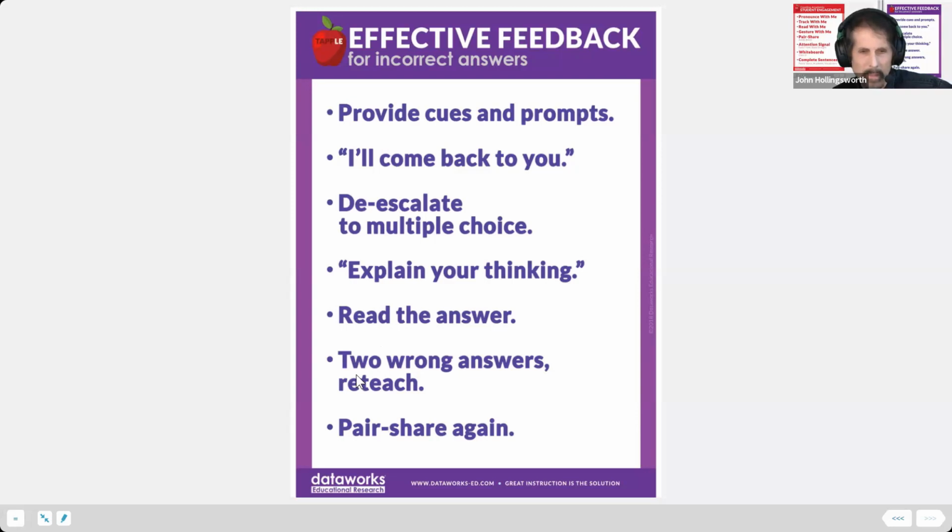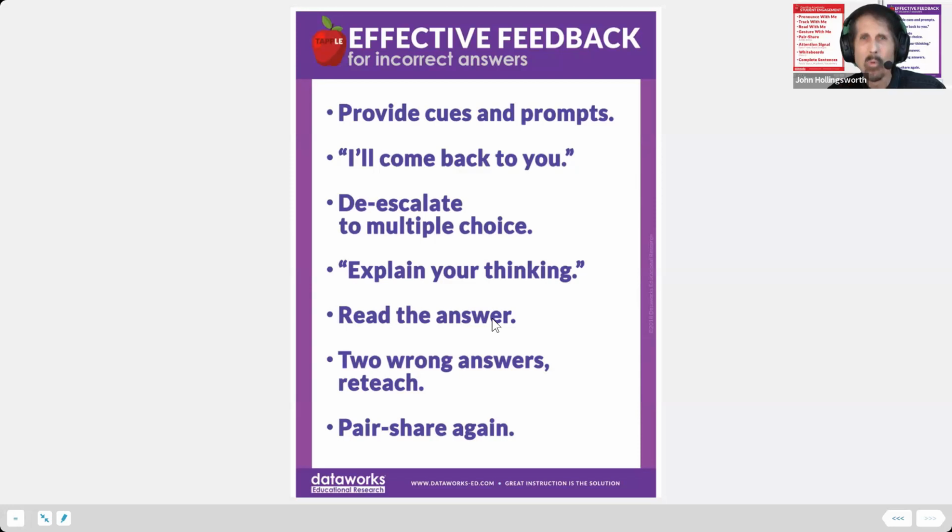Okay, look at this one. Two wrong answers, reteach. If you're getting 2 or 3 students in a row with a wrong answer, you need to stop and be ready to reteach. Go back on the page and reteach. Now, as a last ditch with students who can't come up with an answer, you can say, just read it with me, or say it after me. You want to keep the class moving and not get stuck.